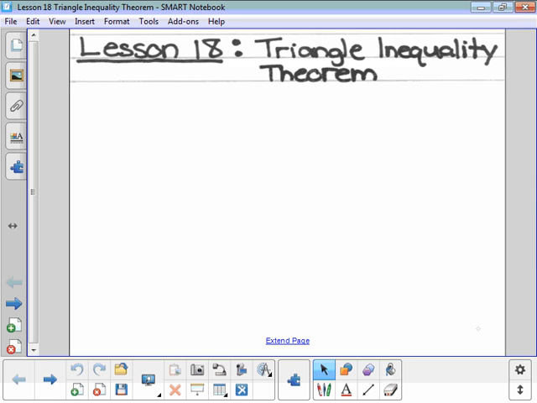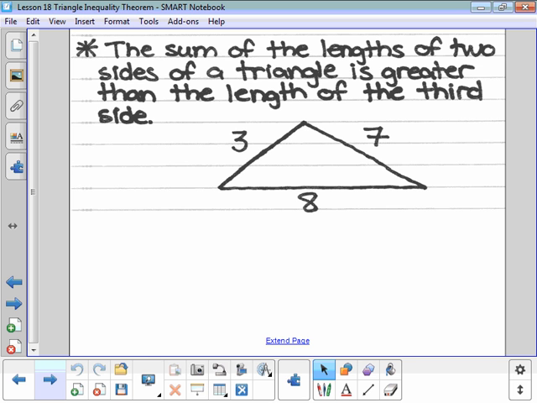Alright, hey everybody, we're going to talk today about the triangle inequality theorem. It's basically more discussion about the relationship between the lengths of the sides of a triangle. So in order for us to be able to put three side lengths together and form a triangle, the lengths of those sides need to be in this relationship, and this is the triangle inequality theorem.